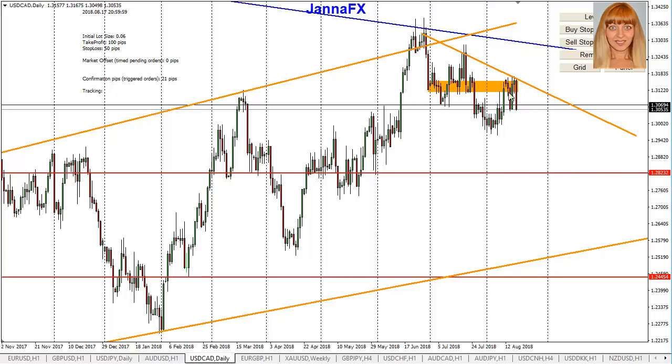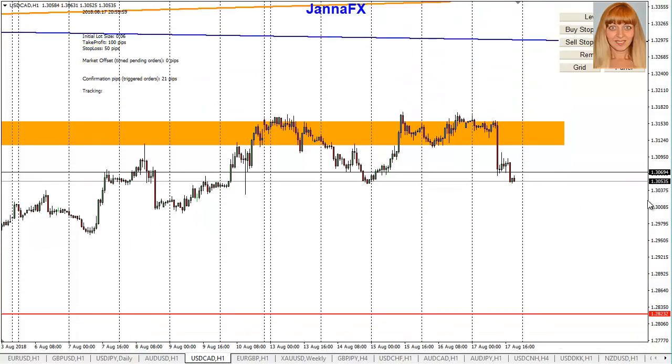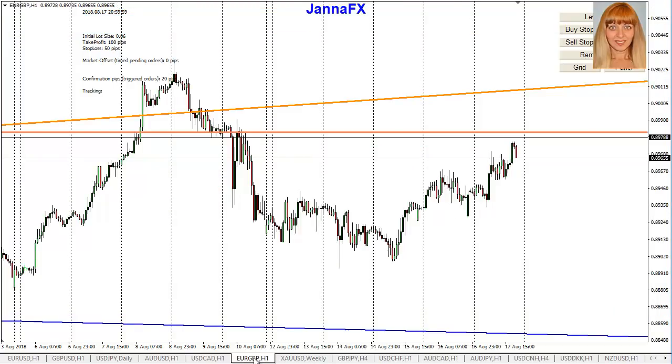I'm just trying to show you visually, but I'm removing it because I don't really like to have too many lines and levels on the chart. I like it a little bit more clear, because at this moment we still have this area and we're still looking in here. Let's see what is going to happen next. So that's dollar Canadian. Now going to euro pound.